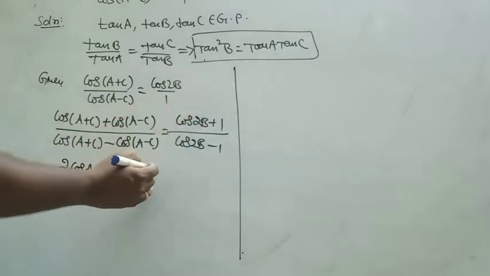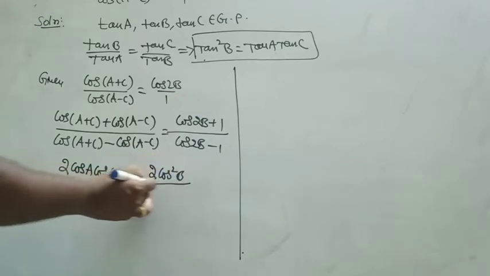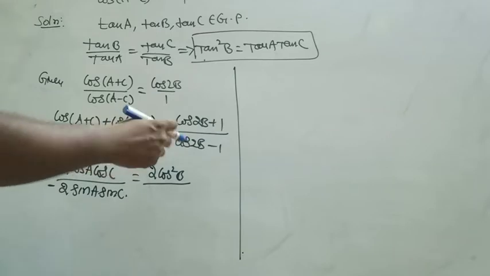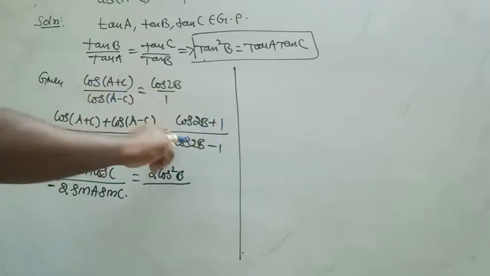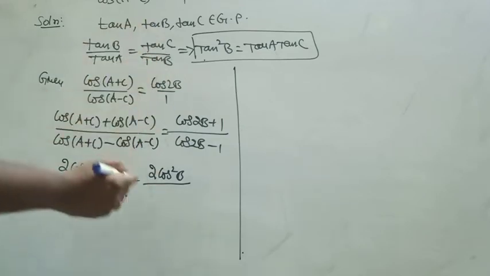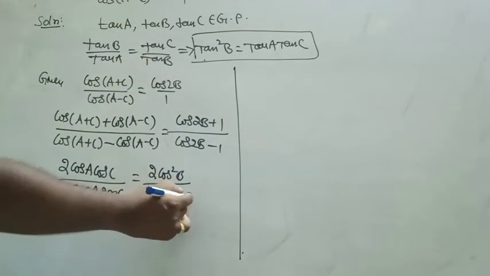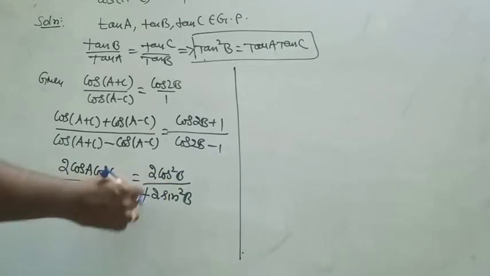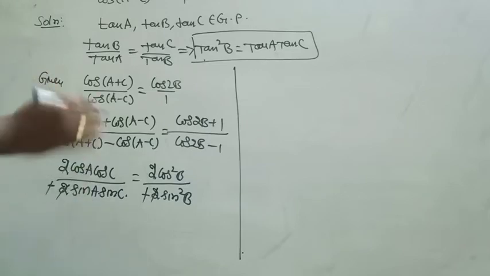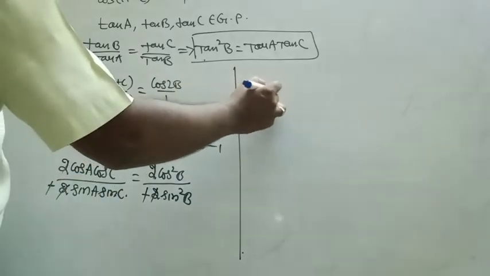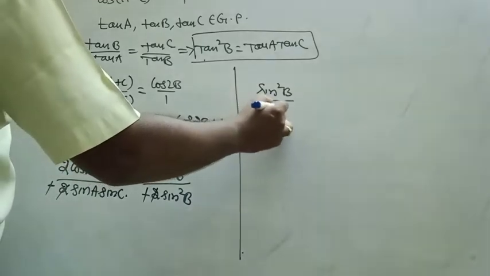Cos 2b plus 1, the formula is 2 cos²b, that is 1 plus cos 2b. And 1 minus cos 2b is actually 2 sin²b, but we have cos 2b minus 1, that means we can have minus 2 sin²b, right? Here the minus minus we can cancel, 2 we can cancel, 2 we can cancel. Taking the reciprocal, my dear students, what you get is sin²b by cos²b.